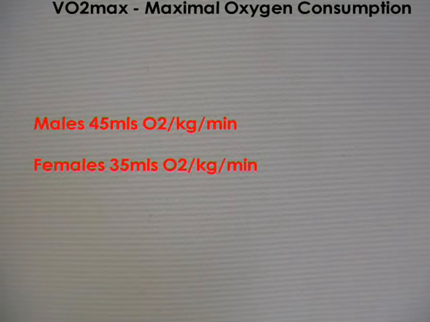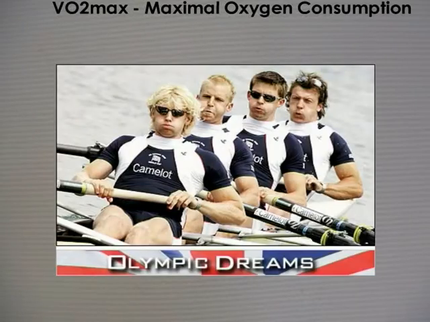Adolescent males have on average a VO2 max of 45 millilitres of oxygen per kilogram of body mass per minute, and adolescent females have a VO2 max of about 35 millilitres of oxygen per kilogram of body mass per minute. The highest absolute VO2 max values have been recorded in large endurance athletes such as elite heavyweight rowers with values of over 7 litres per minute recorded.